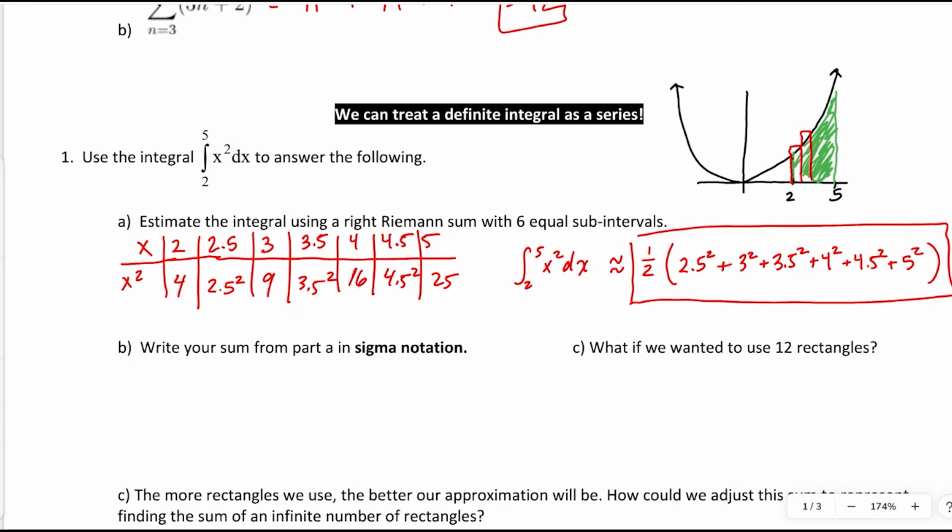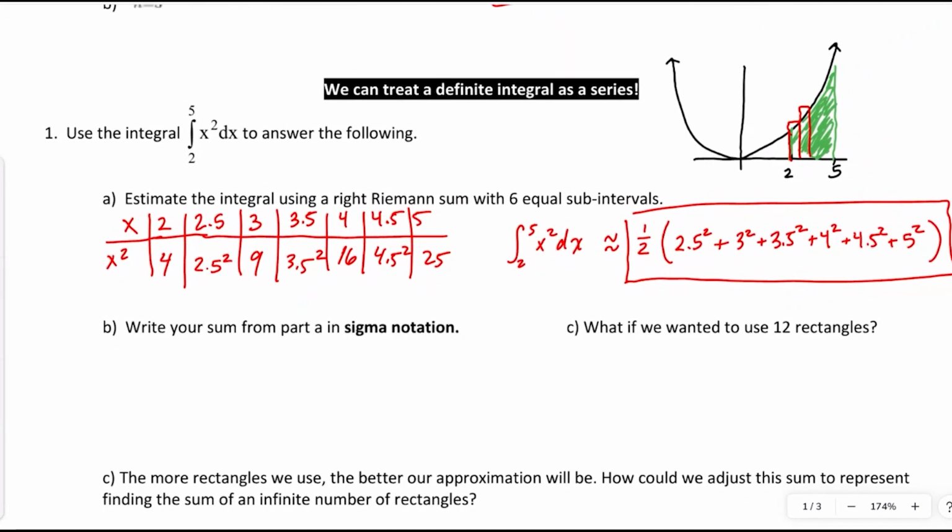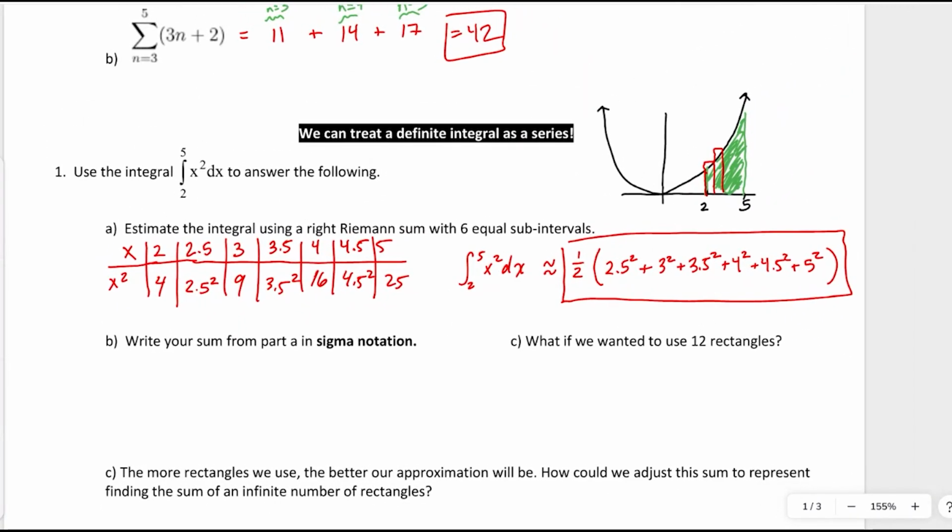Okay, so we've got this sum. Let's see if we can write this using sigma notation. Basically, write that exact same expression, but using this new notation.